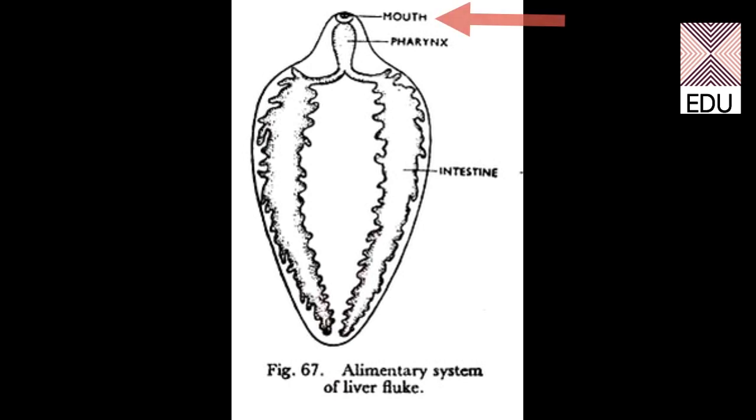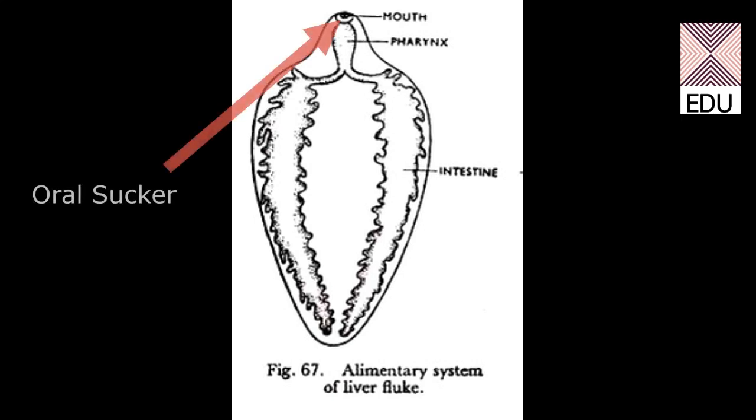Now this mouth is situated at the anterior end, which is surrounded by an oral sucker. We have discussed in the very first video of Fasciola that the mouth is surrounded by an oral sucker. Now this oral sucker helps Fasciola hepatica in sucking the food.